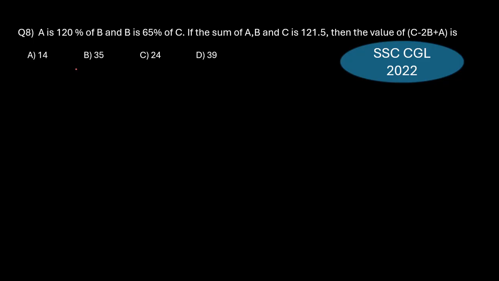Look at this question, guys. This was asked in CGL 2022. A is 120% of B. B is 65% of C. And if sum of A, B and C is 121.5, find the value of C minus 2B plus A. Okay, guys. A is 120% of B. First of all, let me take numbers A, B and C.